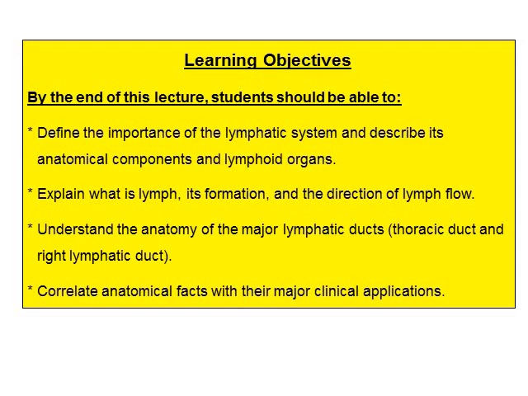By the end of this lecture, you are going to be able to define the importance of the lymphatic system, describe its anatomical components and the lymphoid organs. Also, you will be able to explain what is lymph, how it is formed, and the direction of lymph flow. Also, you'll be able to understand the anatomy of major lymphatic ducts, which includes the thoracic duct and the right lymphatic duct, and to correlate the anatomical facts with their major clinical applications.